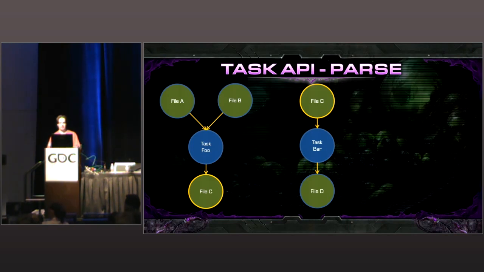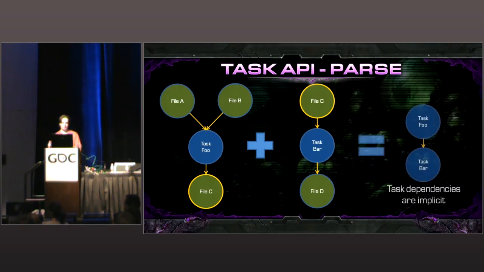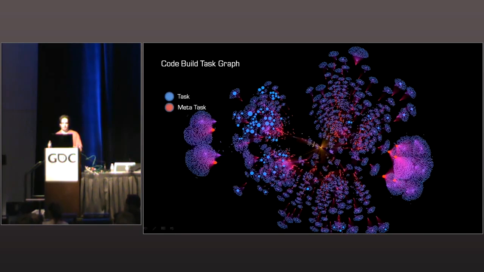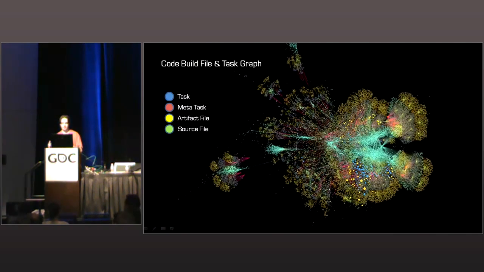As we can see easily in this, task foo creates file C, and we know that task bar requires file C, which means that task bar is dependent on task foo. I showed this graph earlier. If you visualize the same graph with file dependencies, you get this. The point here is the previous graph can be generated from this one.